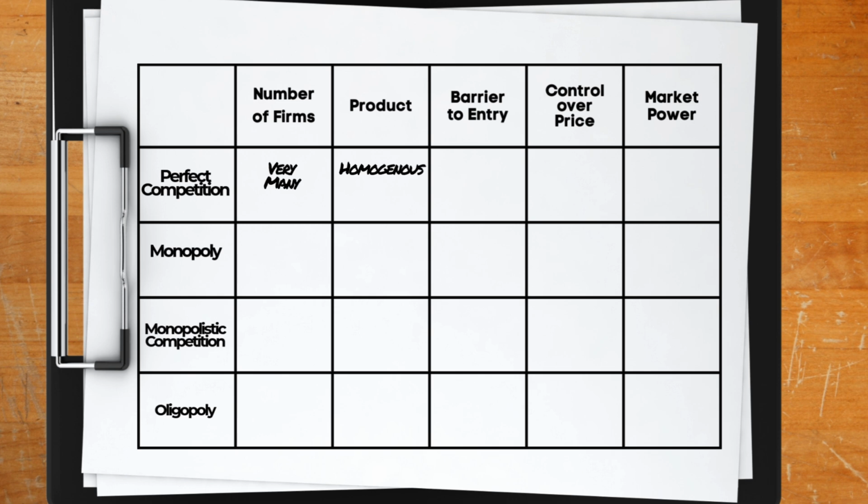Because there are so many sellers selling identical products, no single firm can influence the market price. Firms in perfect competition are price takers, meaning they must accept the price determined by market demand and supply. There's also perfect information, so buyers and sellers know all prices and quality levels, and there are no barriers to entry or exit. If firms are making profit, new firms can easily enter the market, and if firms are making losses, they can leave without difficulty. As a result, firms in perfect competition have zero market power.